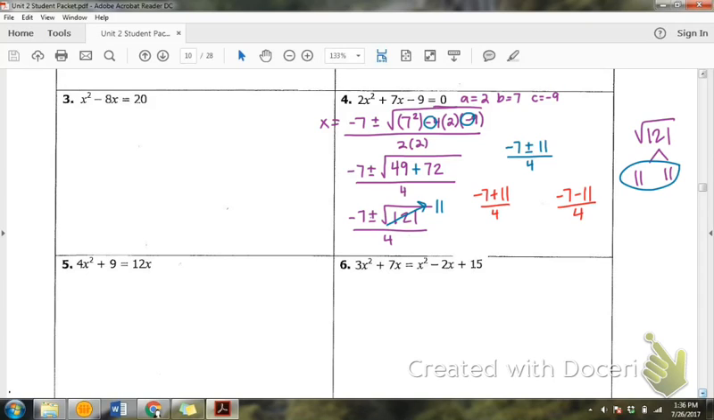In the previous problems, we haven't done that because it's really hard to do 3 plus the square root of 5 and then 3 minus the square root of 5. There's not much that you can do with that, right? But over here, we can. So what is -7 plus 11? Mitchell? 4. 4. And 4 divided by 4 is 1. -7 minus 11 is, say that again, Ryan? -18. And -18 divided by 4 reduces to -9 over 2.